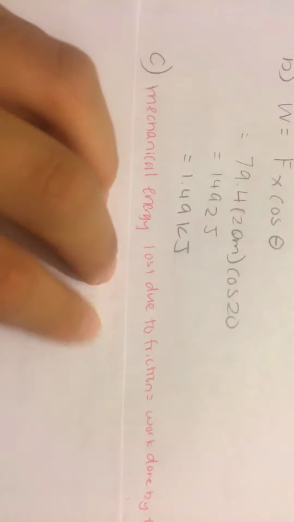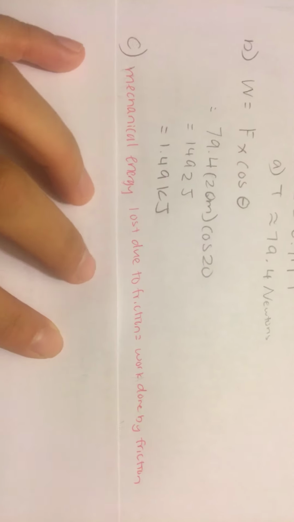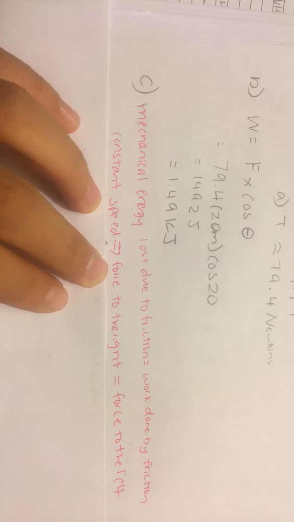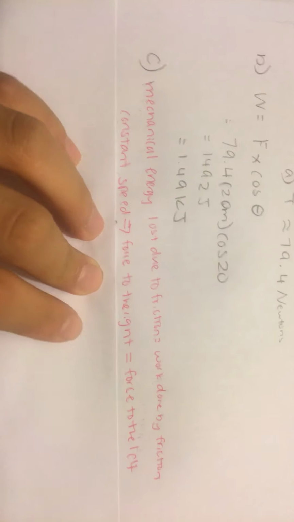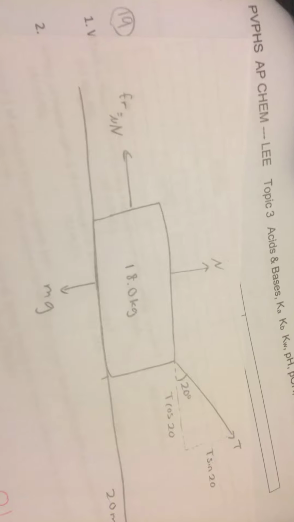And so C asks, what is the mechanical energy loss due to friction? If you realize that the mechanical energy loss due to friction is also equivalent to the work done by friction, the problem becomes easier. And because the object is traveling at a constant speed, the force to the right would equal the force to the left. So what this means is that T cosine 20 is the same force as the friction force because it's traveling at a constant speed.